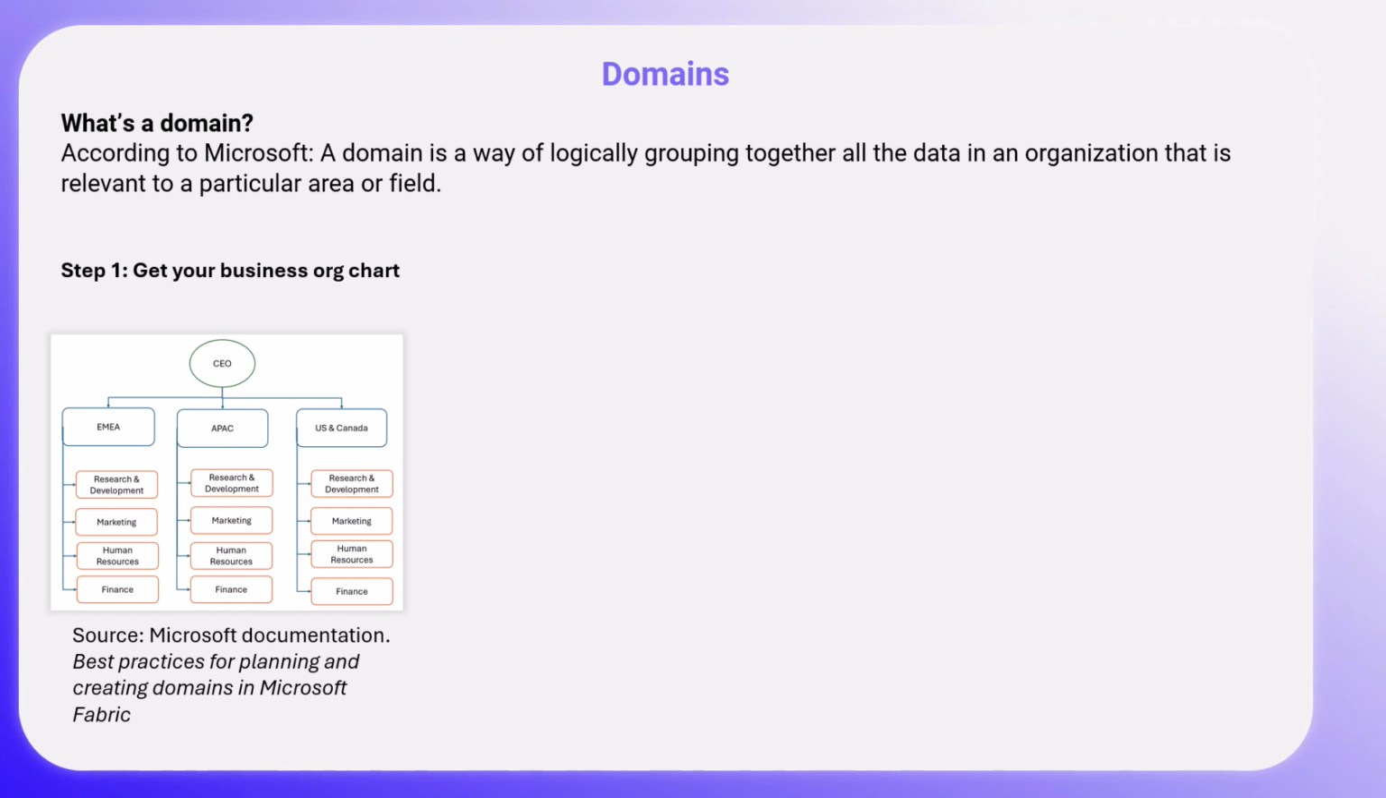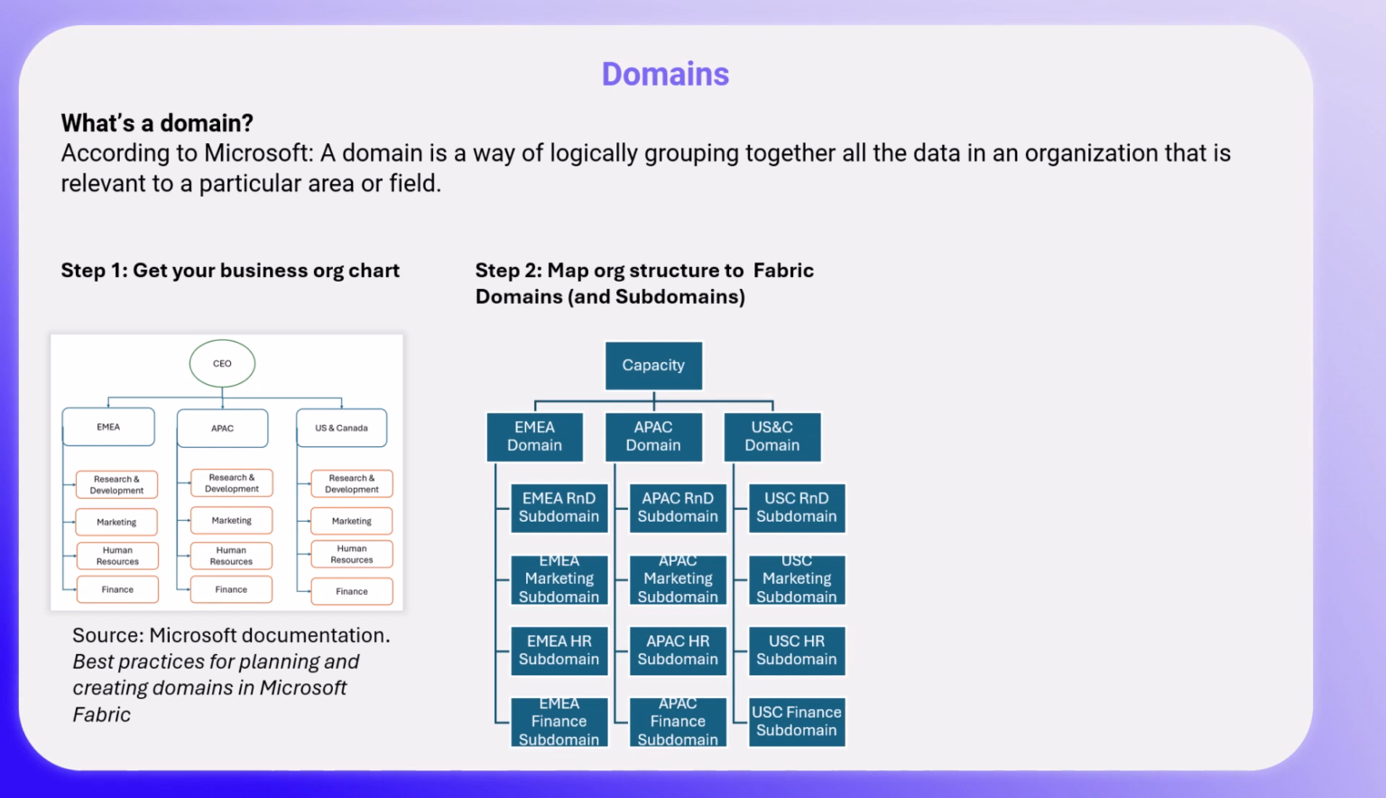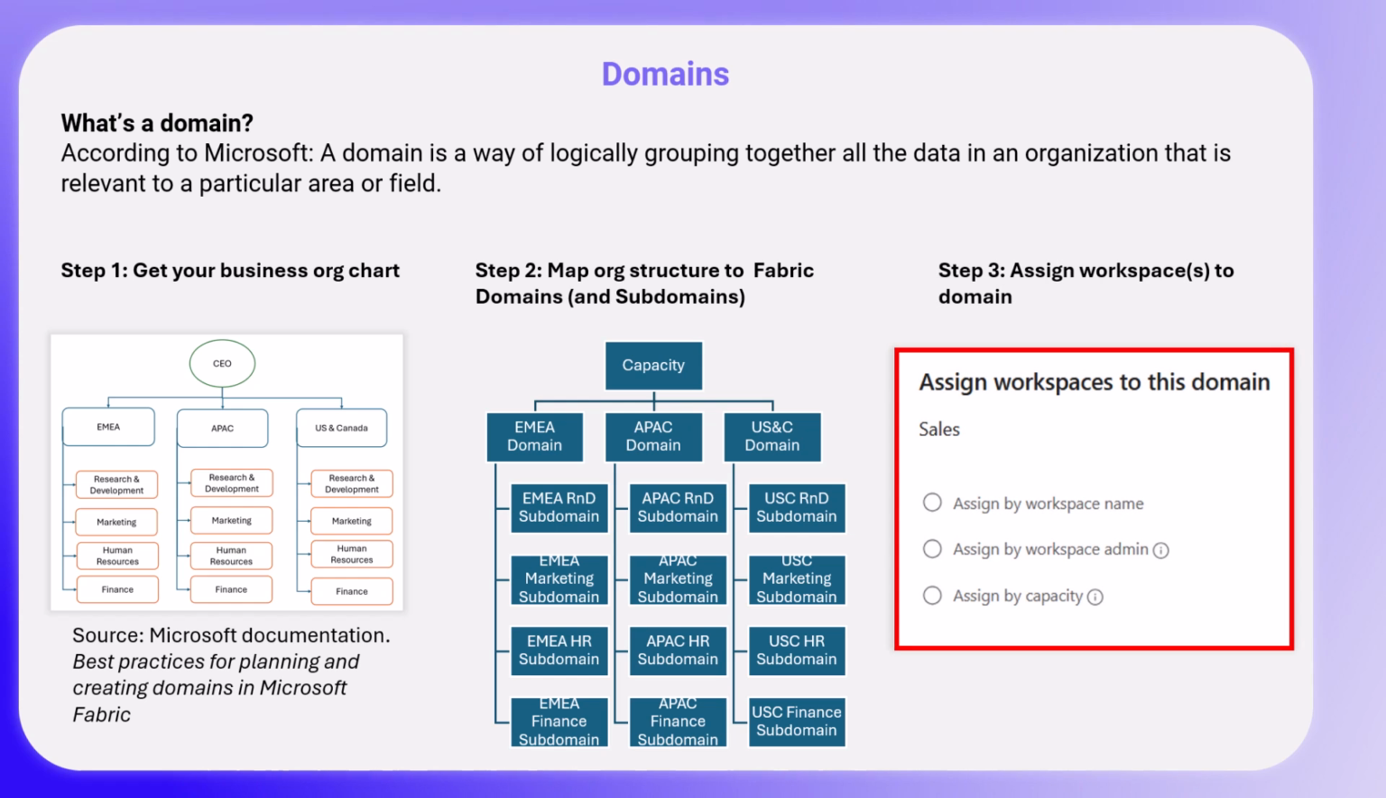So most businesses have an org chart. It might not look like this, but it might be region-based, it might be marketing, sales, IT, that kind of thing. And so what you're going to be doing with domains is mapping your business org chart into some sort of domain design, right, in Fabric. Now, this is just an example. It doesn't have to look exactly like this, and there's many different permutations and designs. I'm just showing you how it could look.